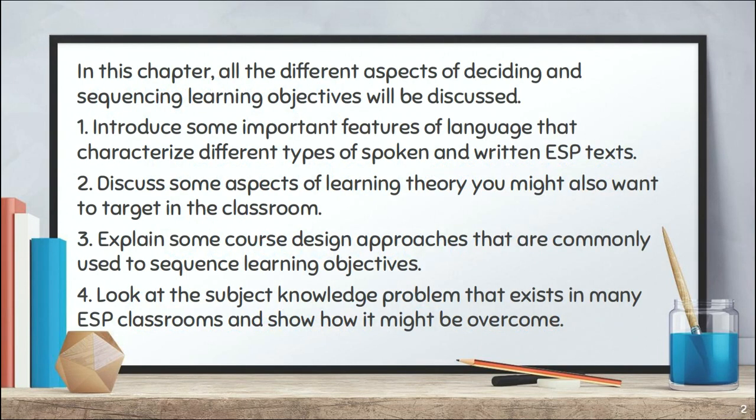In this chapter, all the different aspects of deciding and sequencing learning objectives will be discussed. First, introduce some important features of language that characterize different types of spoken and written ESP text. Second, discuss some aspects of learning theory you might also want to target in the classroom. Third, explain some course design approaches that are commonly used to sequence learning objectives.